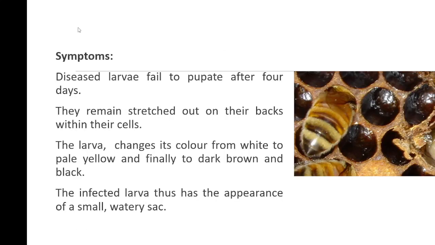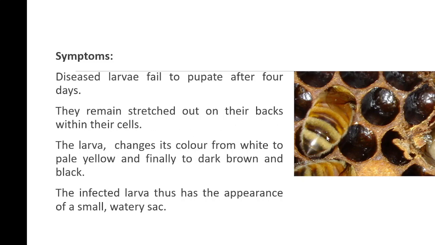Here you can see the diseased larva failed to pupate. That is the most important thing. A normal larva will convert into pupa after a period of 4 days. But in the case of this disease, the larvae may not be able to convert into pupae. So that is the most important. They remain stretched out on their back within their cell.